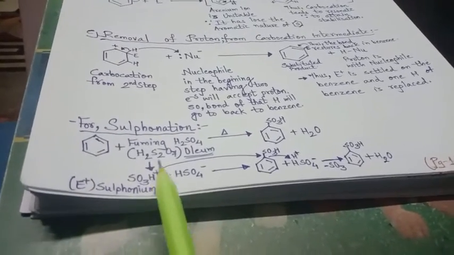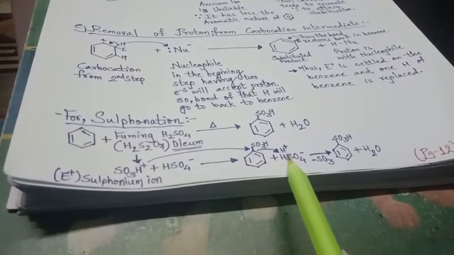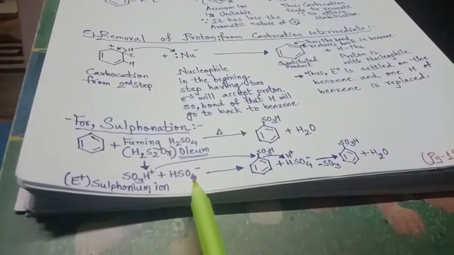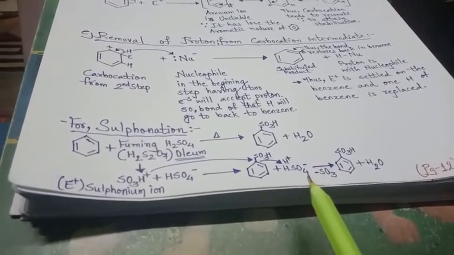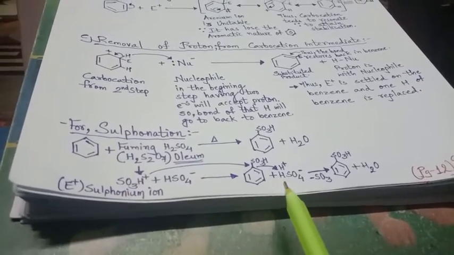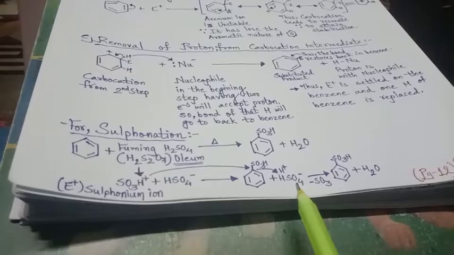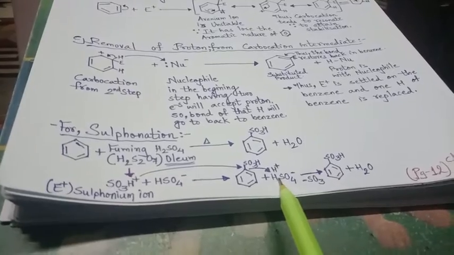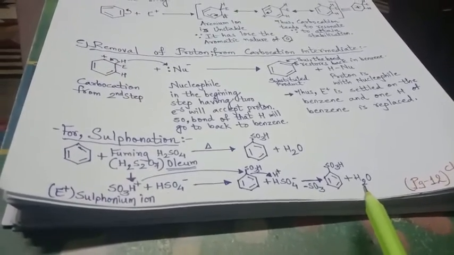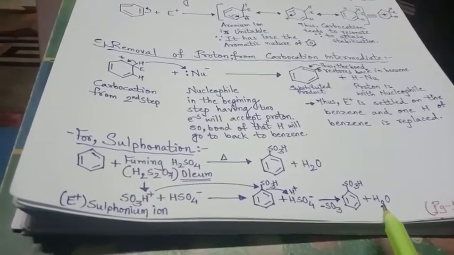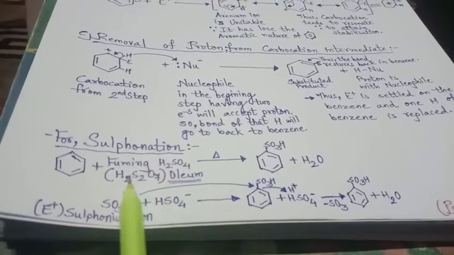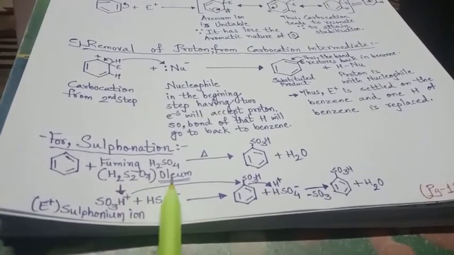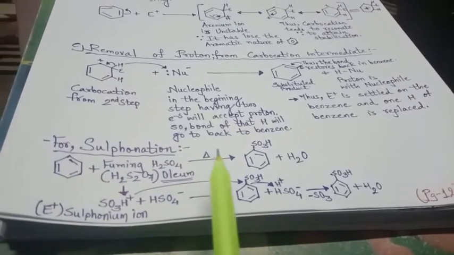This sulfonium ion will replace hydrogen from here, H plus, and it will take its position. This H plus will react with HSO4 minus and it will be H2SO4. H2SO4 will separate sulfur trioxide. It will be removed and H will react with H2O as water. Right? So this is how sulfonation takes place, by the reaction of fuming H2SO4 with benzene and giving heat to it.